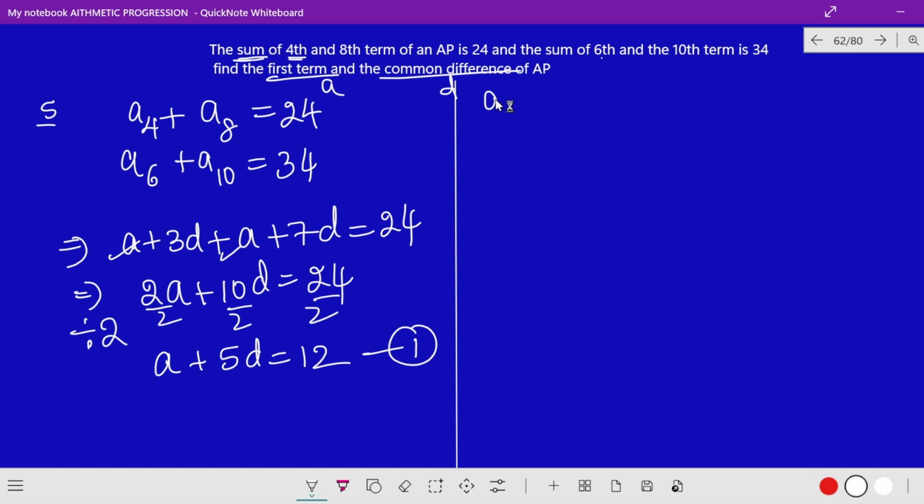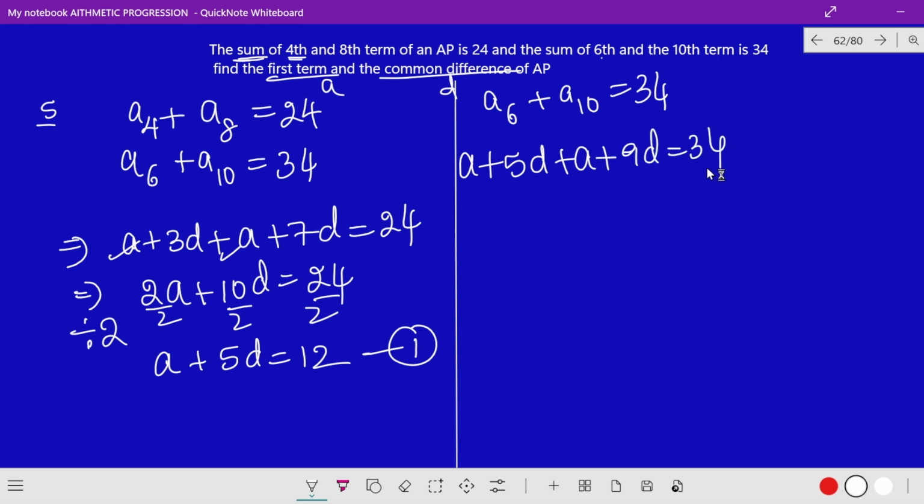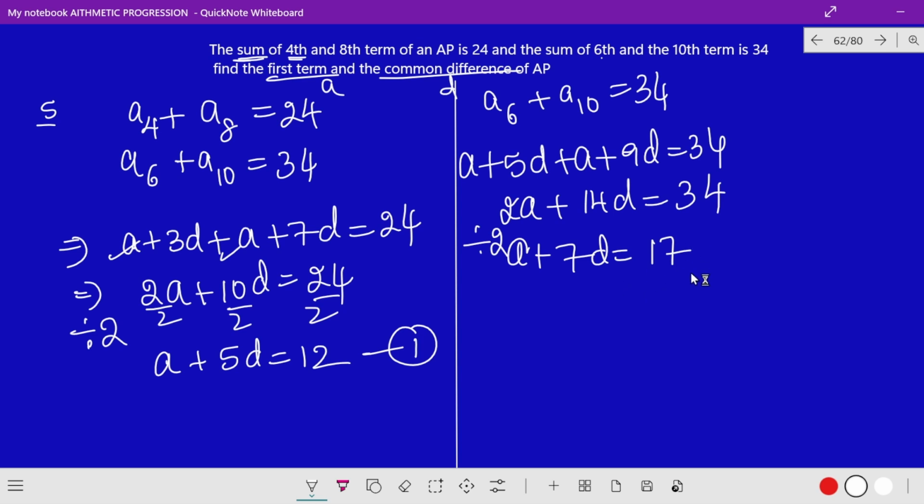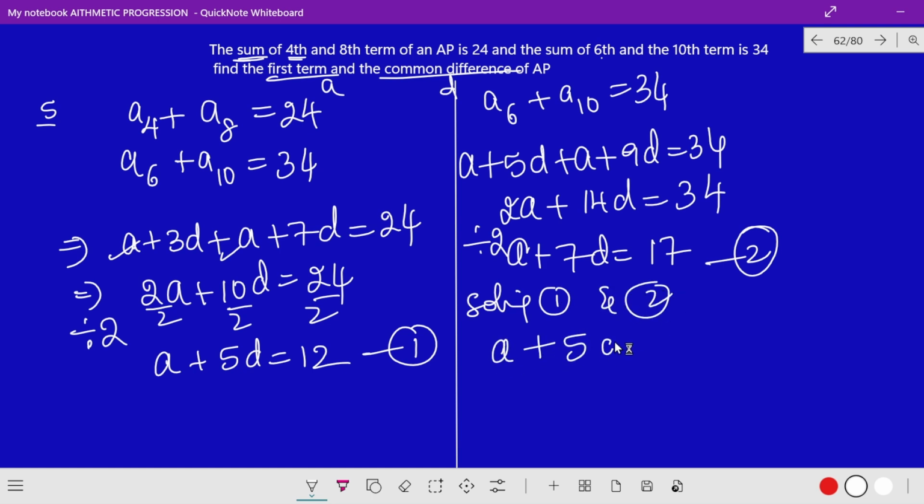Then come down to the next equation. a6 plus a10 is equal to 34. So what is a6? a plus 5d plus a plus 9d is equal to 34. 1a plus 1a, 2a plus 14d is equal to 34. Then divide again by 2. a plus 7d is equal to 17. So this is my second equation. So solving 1 and 2, what do I get? a plus 5d is equal to 12. a plus 7d is equal to 17.